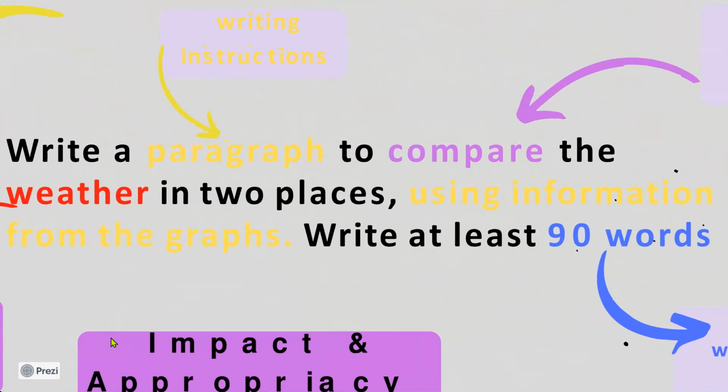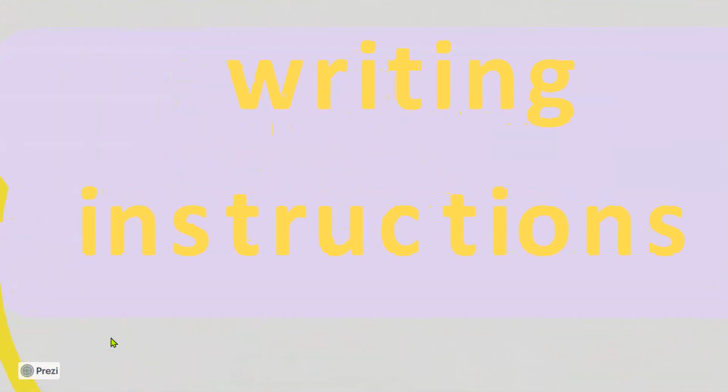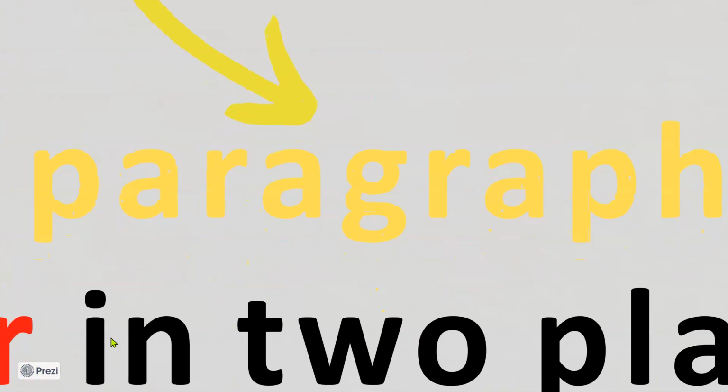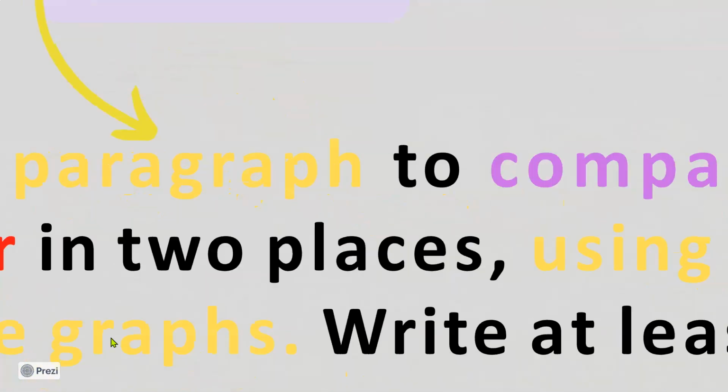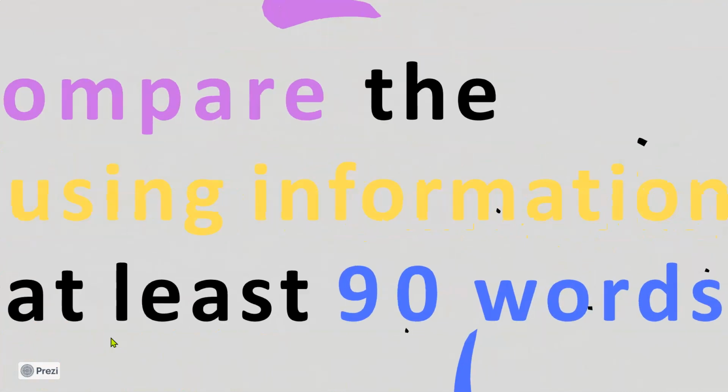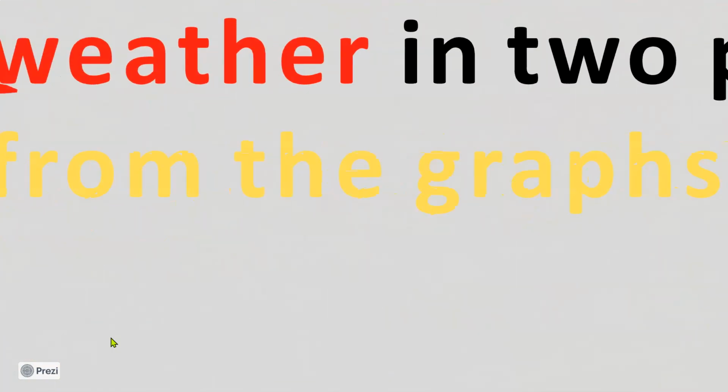The other part of this is the writing instructions. So let's look at the writing instructions within this question as an example. We've asked them for a paragraph. This is what we want them to do. And we've also asked them to use the information provided in the graph so that they can do the writing that we want them to do.